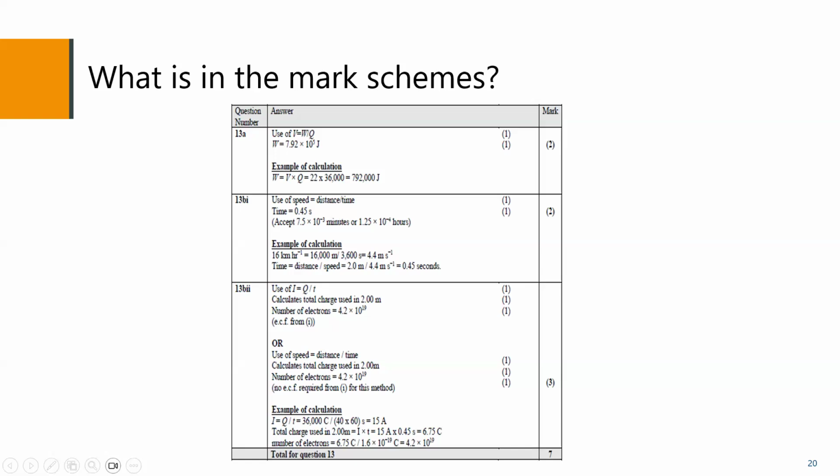Notice that there are no marks on this occasion for quoting the formula, but for using it. So in the example 13A at the top, it's the rearranged formula that gets a mark, and the evaluation, W equals 7.92 times 10 to the 5, that gets the second mark. So it's very clear in the mark schemes what can be awarded and what can't. That's the intention.